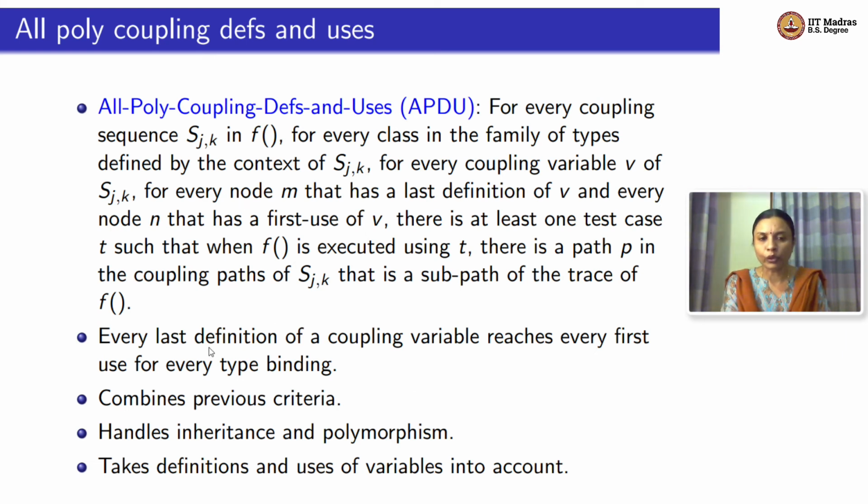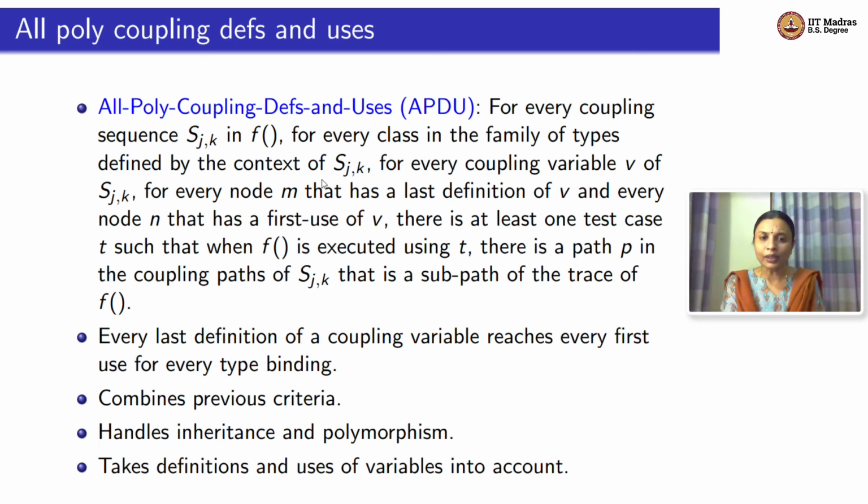So if you look at the last few bullets here, every last definition of a coupling variable reaches every first use for every kind of type binding across the class inheritance hierarchy. This is the mother of all the previous criteria. It handles inheritance, class inheritance, it handles polymorphism, it handles dynamic binding, takes both definitions and uses of each of the coupling variables into account. So this is the most expressive of all the coverage criteria.